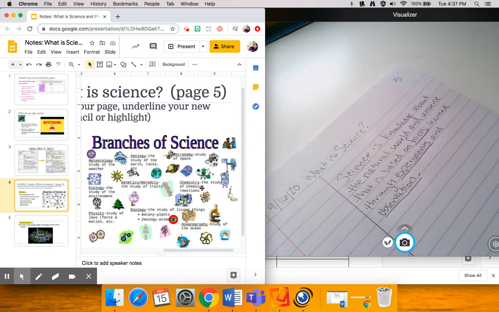Chemistry, we're going to do some chemistry this year. That's the study of chemical reactions and how different chemicals interact with each other, physical and chemical reactions. And genetics and heredity is the study of traits. Biology is the study of living things. That's what you'll learn in 7th and 8th grade. Oceanography, the study of the ocean. Physics, we're going to do some physics this year. That's the study of the laws of nature, like force and motion. And ecology is the study of our environments. And there are so many more, hundreds more types of science that aren't even listed here.